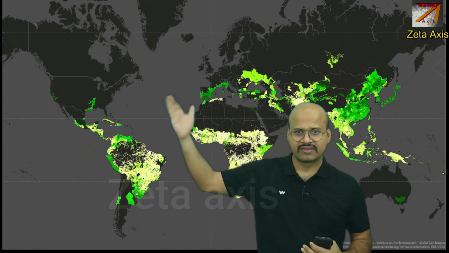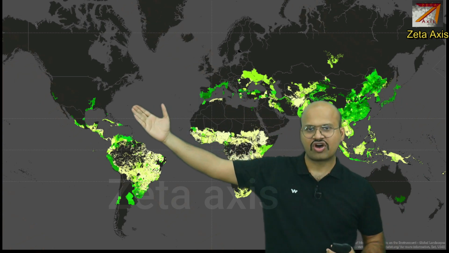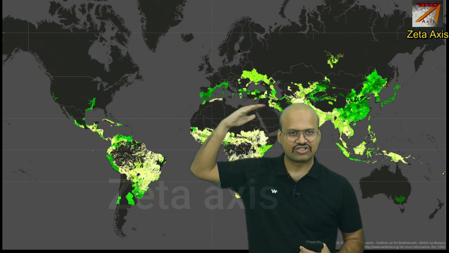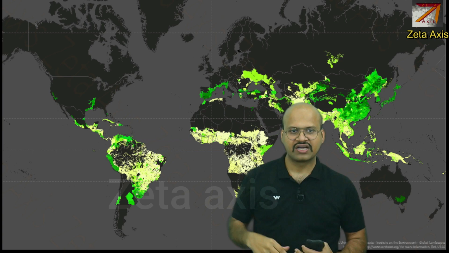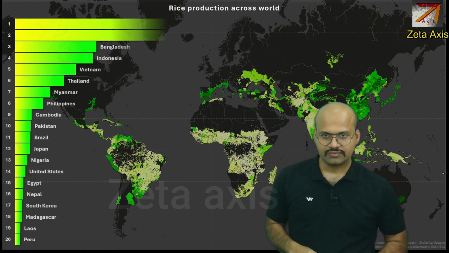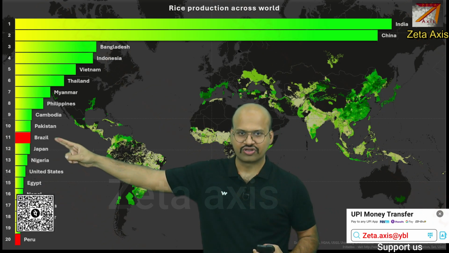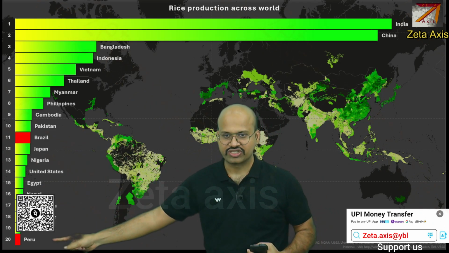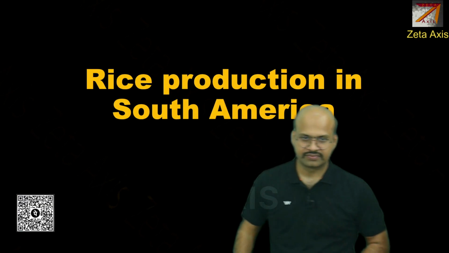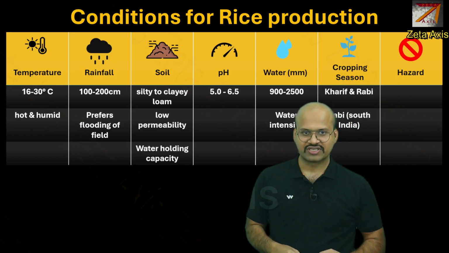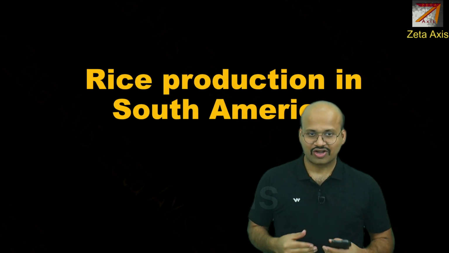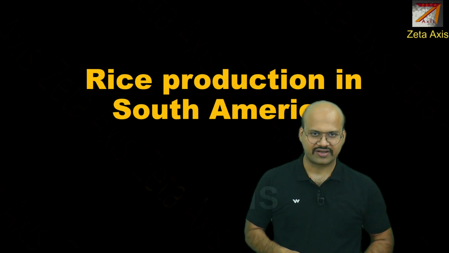However, in the Asia region or in the north hemisphere, you will see that rice is not cultivated higher up in the latitudes. If you see the global standing, then Brazil is the 11th highest producer of rice in the world and Peru is on 20th location. So let's see rice production in South America.